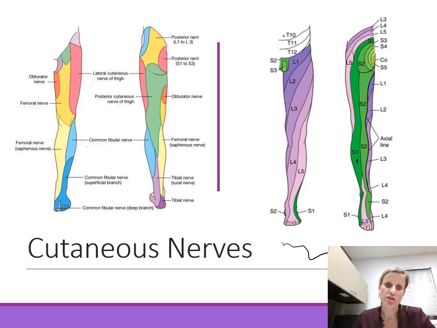Also over here, you guys should be familiar with the specific nerves that carry fibers to the different areas of the leg. Again, femoral nerve in the front, obturator nerve in the medial thigh, lateral cutaneous nerve of the thigh laterally, posterior cutaneous nerve of the thigh posteriorly. And then fibular nerve and tibial nerve in the lower leg, as well as the femoral nerve continuing down.